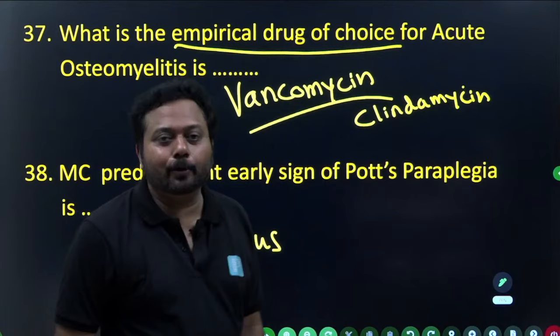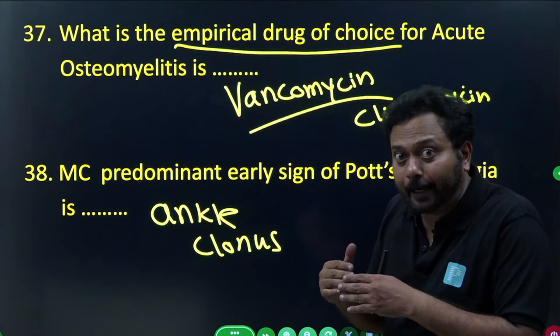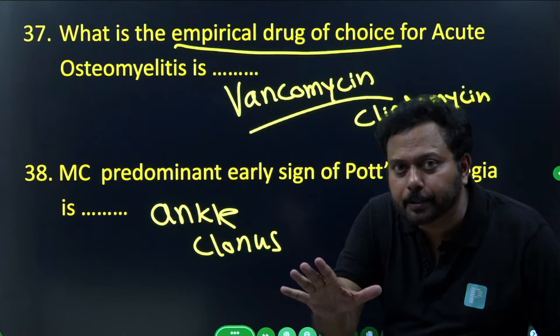Is ankle clonus. Okay. Yes. Please have this in your mind. Among the most common, in skeletal tuberculosis, the most common early sign of Pott's paraplegia is ankle clonus. Yes.